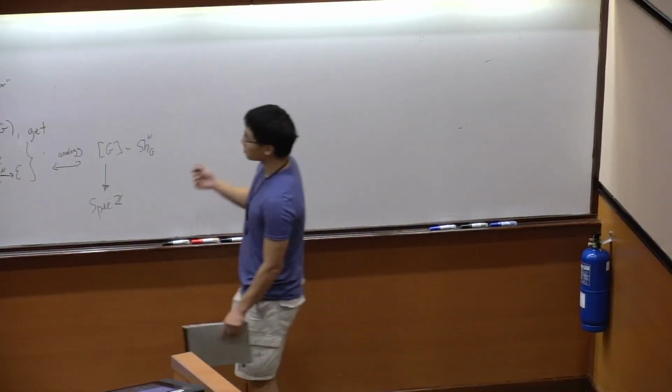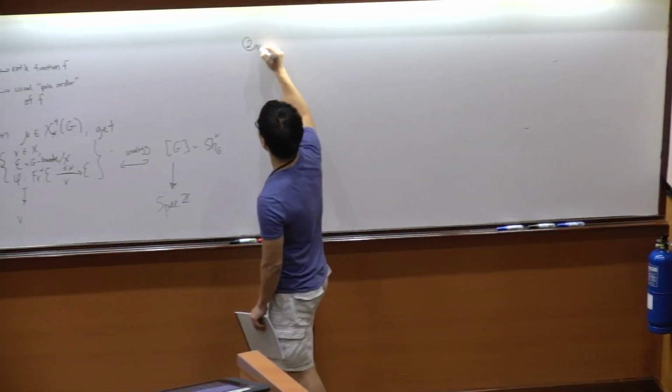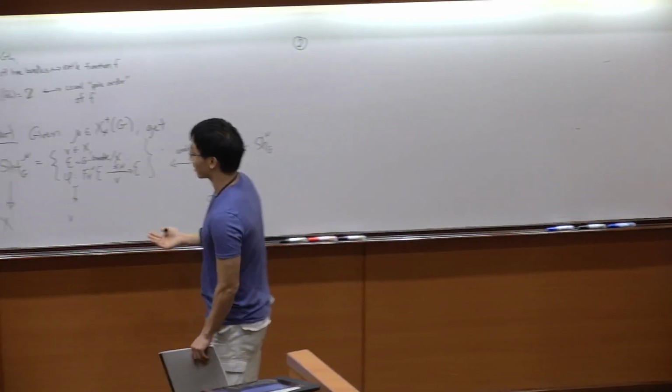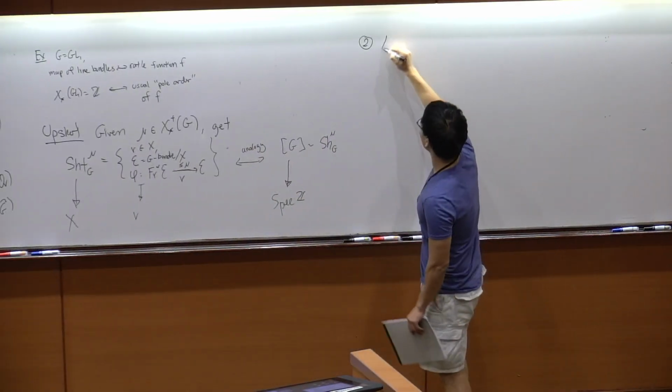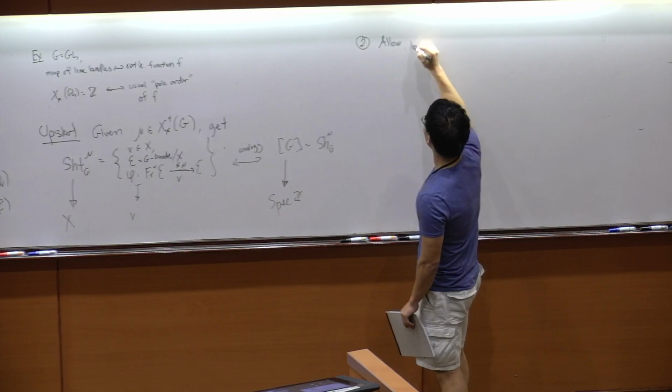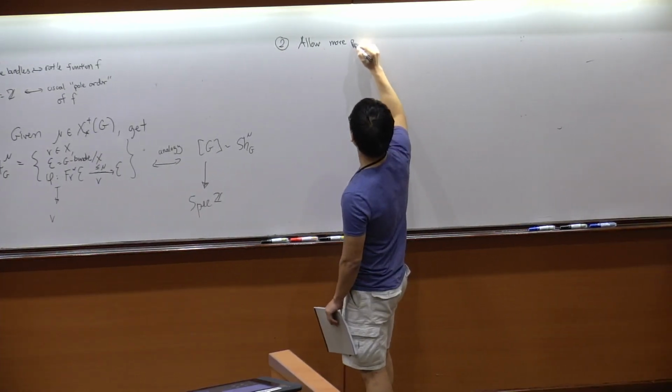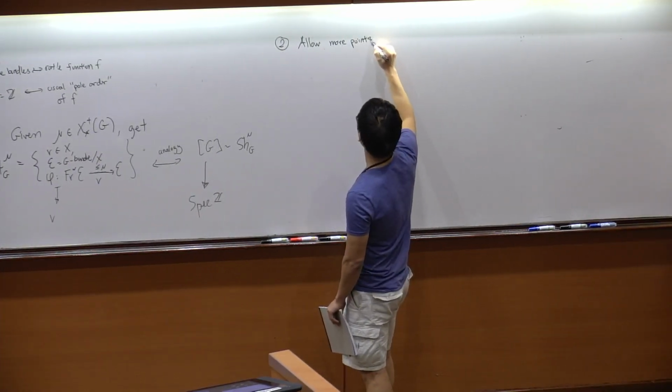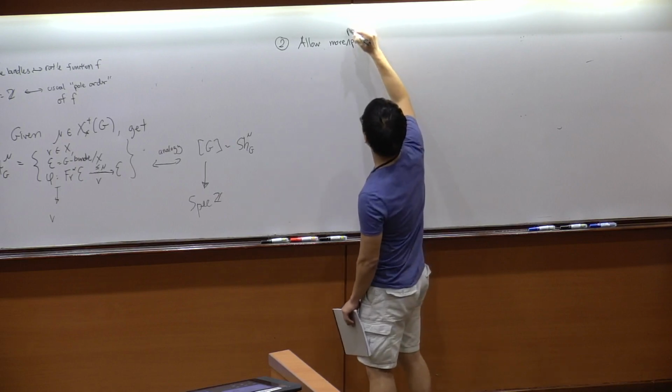So now I want to consider another direction of generalization. And in this case, I want to allow more points, more pole points.